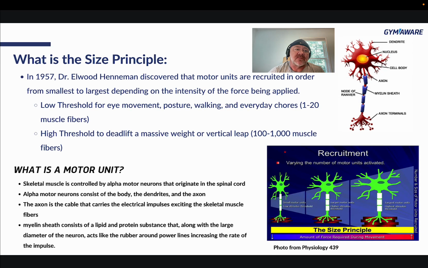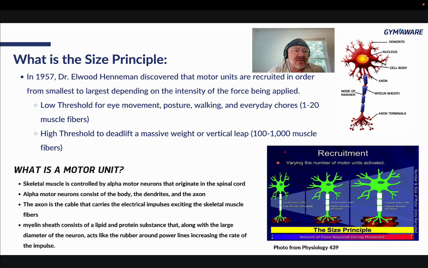What is the size principle? In 1957, Dr. L. Wood Henneman discovered that motor units are recruited in order from smallest to largest, depending on the intensity of the force being applied. If anyone here that's listening is an exercise science major, undoubtedly you've heard this. Matter of fact, anyone who's taken any science has probably heard about the size principle because it's one of the most basic of principles, but it's often overlooked as how important it really is.